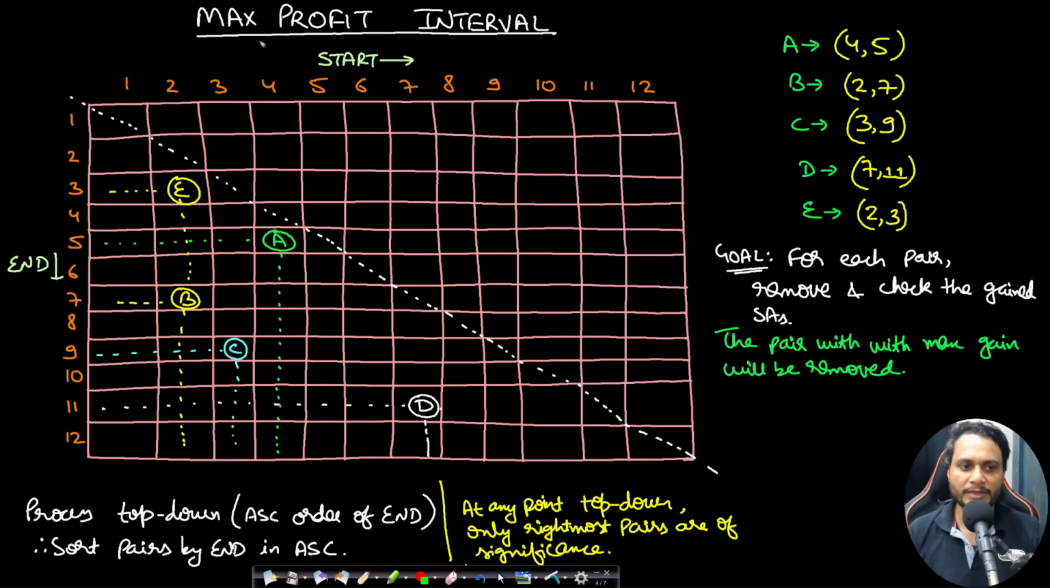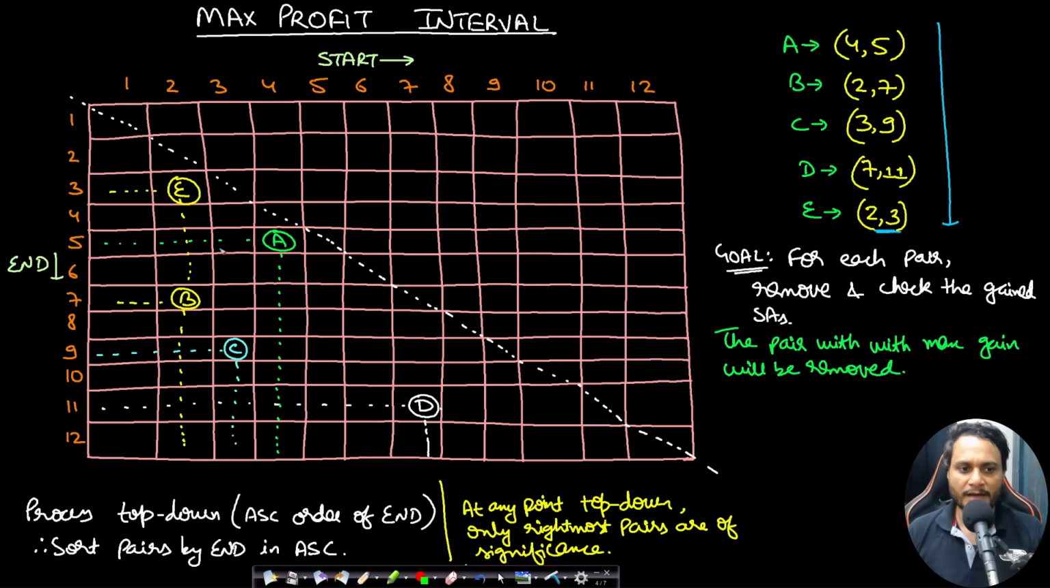Now once you have understood that, let's take an example. Here I have taken an example having 5 points and I have represented all these 5 points along with their corresponding names of the intervals, right? So this will be given in the form of a 2D array, right? So if you look at it, point E is 2, 3. Okay, point A is 4, 5 and so on.